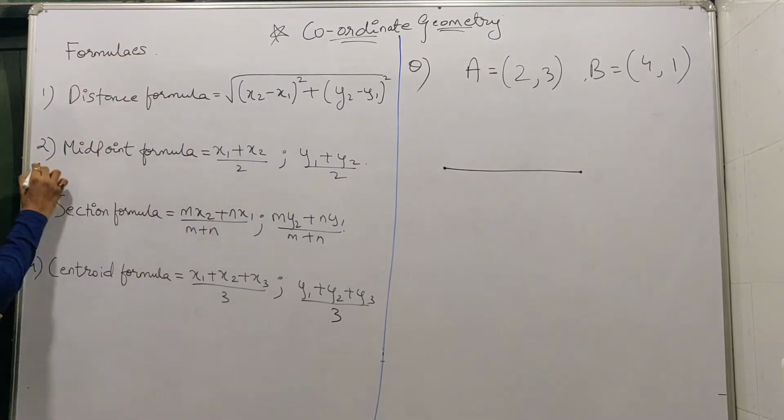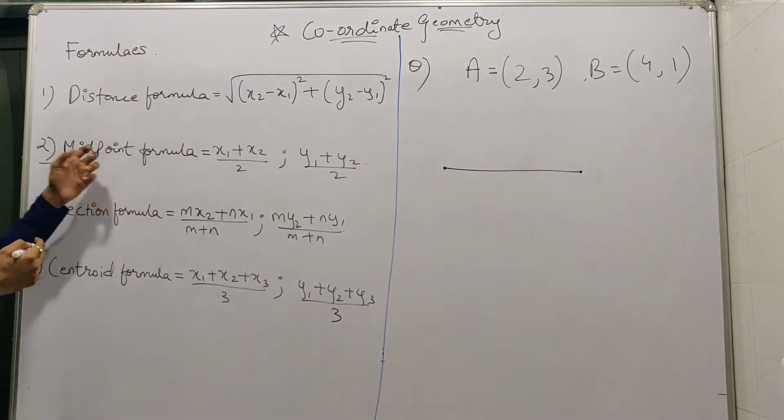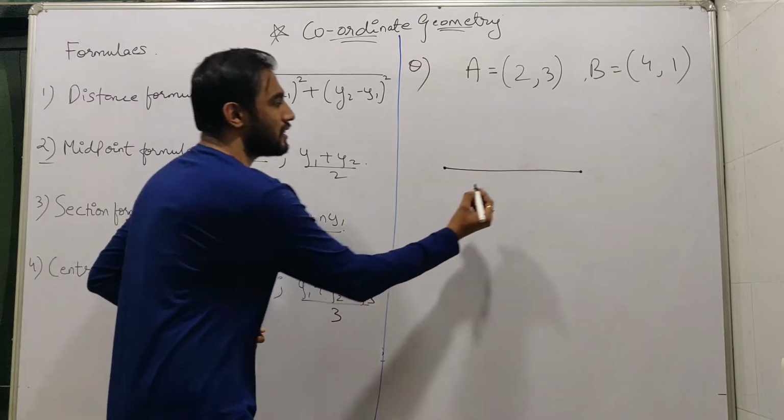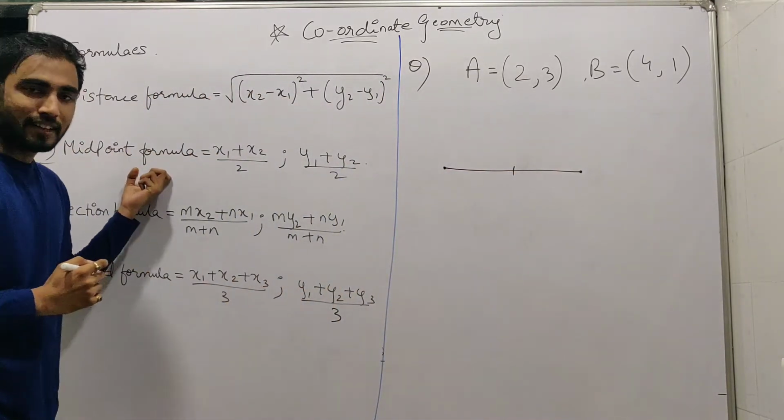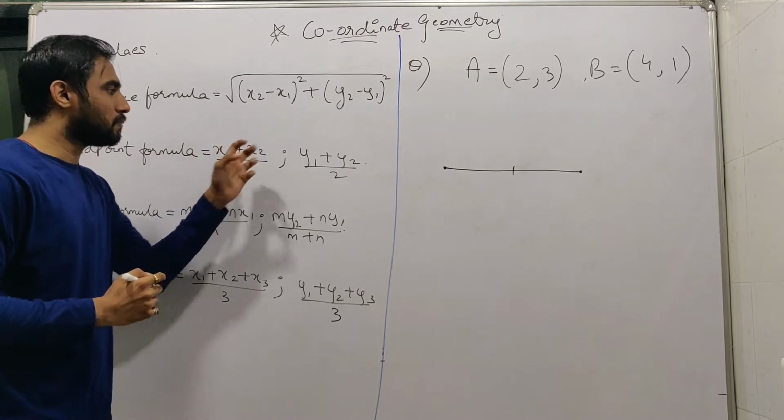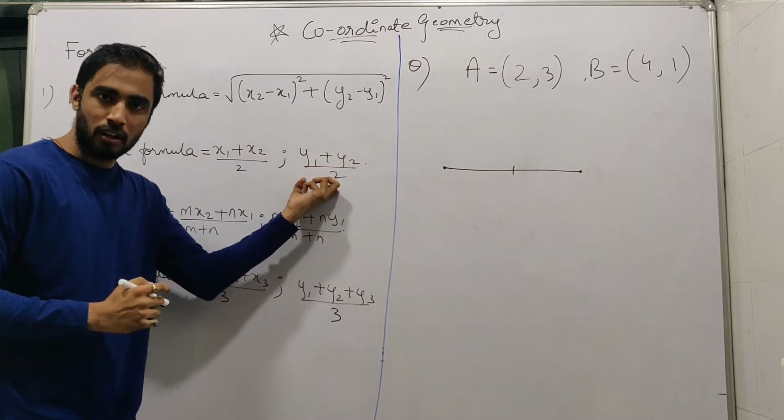Similarly, the next formula is the midpoint formula. If you have to find the midpoint between any 2 points, the midpoint formula is given as x1 plus x2 upon 2, and y1 plus y2 upon 2.